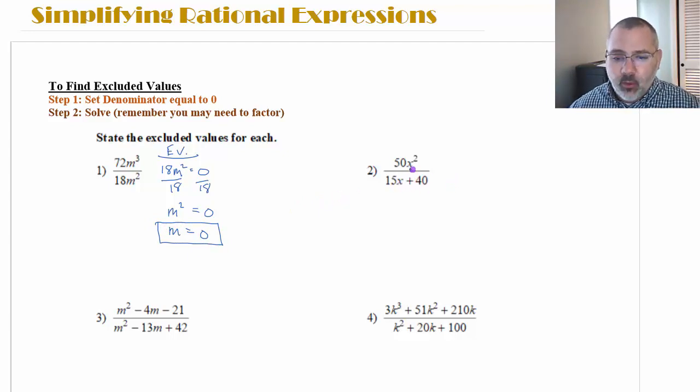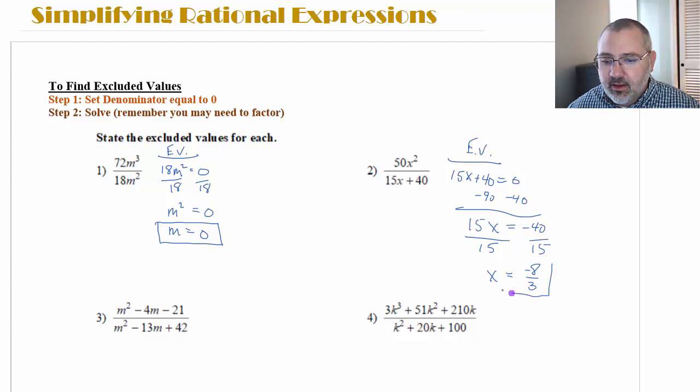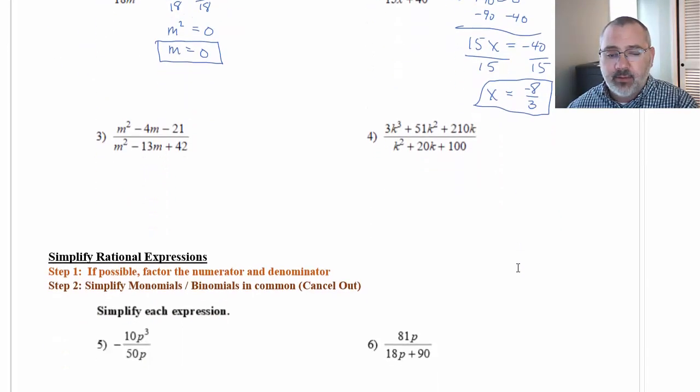Over here, we only look at the denominator for excluded values. So I'm going to label my work as EV, and our denominator is 15x plus 40 equals 0. We subtract 40 from both sides. 15x equals negative 40. Divide by 15 on both sides. And x equals negative 8 thirds. So negative 8 thirds must be an excluded value. Let's take a look at a couple more complicated ones.